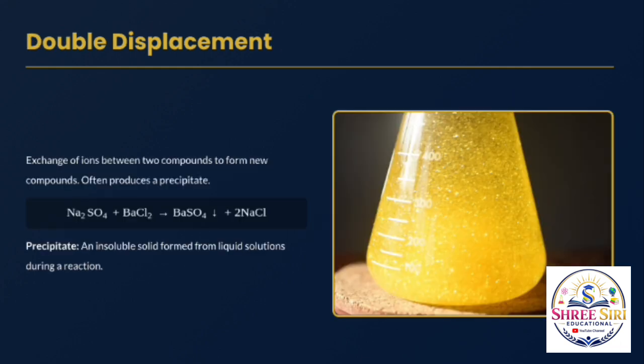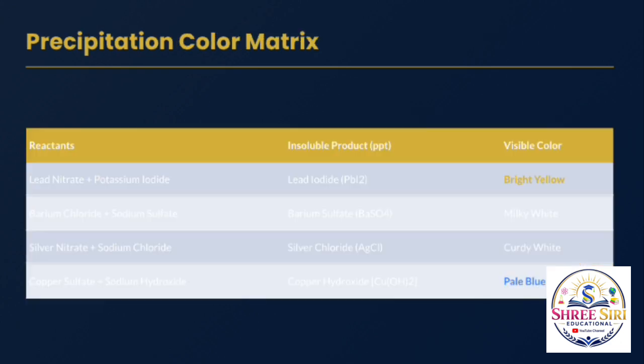And the next one is double displacement reaction. In the double displacement reaction, there is an exchange of ions between two compounds to form new compounds. Here the exchange of ions takes place. The first example is sodium sulfate. When it reacts with barium chloride, it gives barium sulfate and sodium chloride. And here a white precipitate is formed. That white precipitate is barium sulfate.